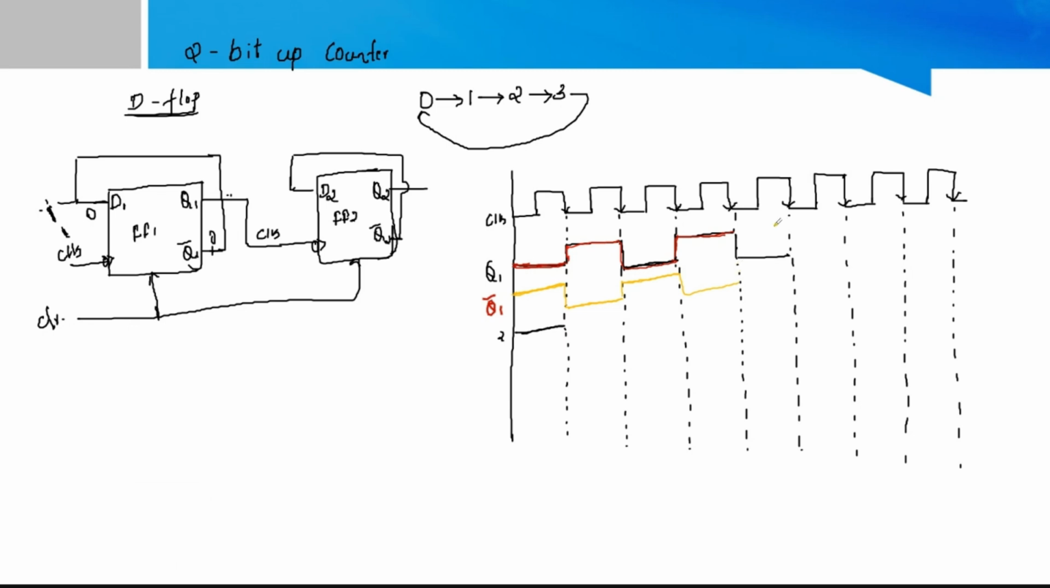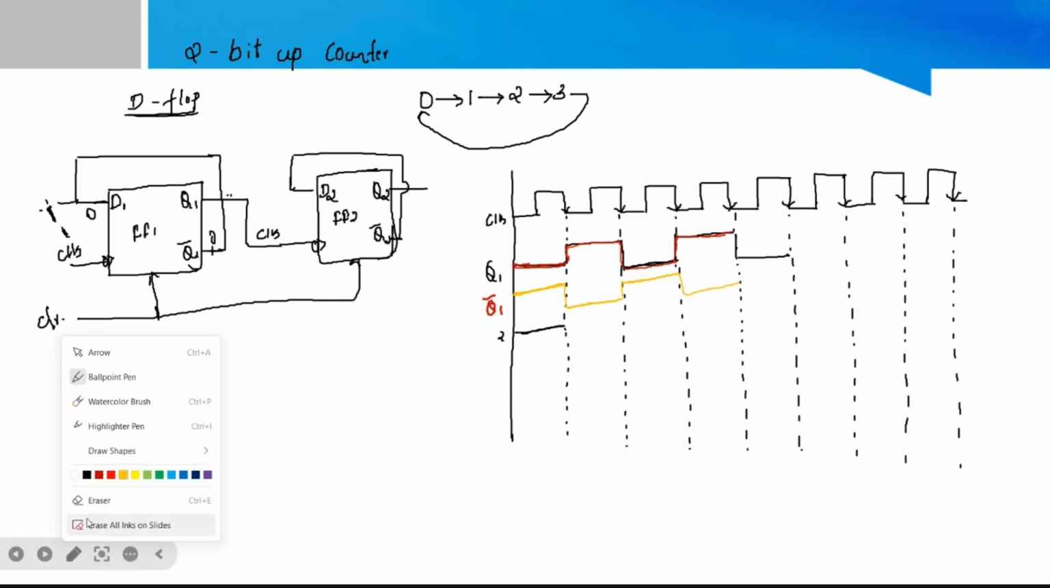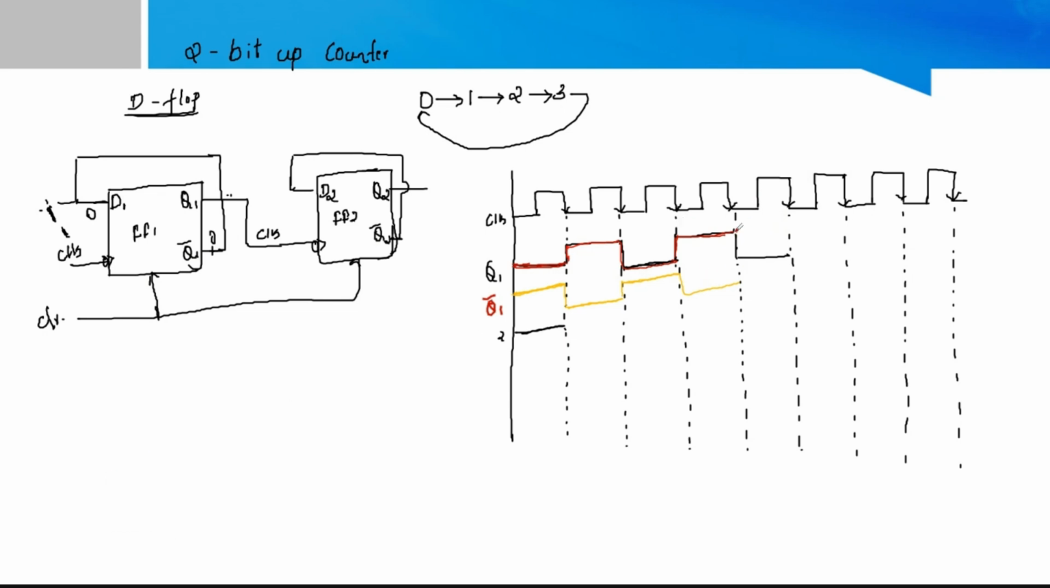Once the next falling edge of the clock triggers, it will connect to the Q1 bar. So Q1 bar will be 0. So the output will be 0. Q1 bar is 0, so Q1 is 0. Q1 bar will be high.